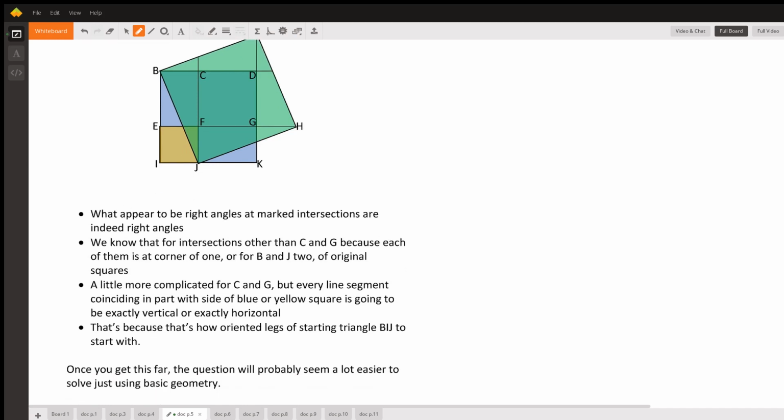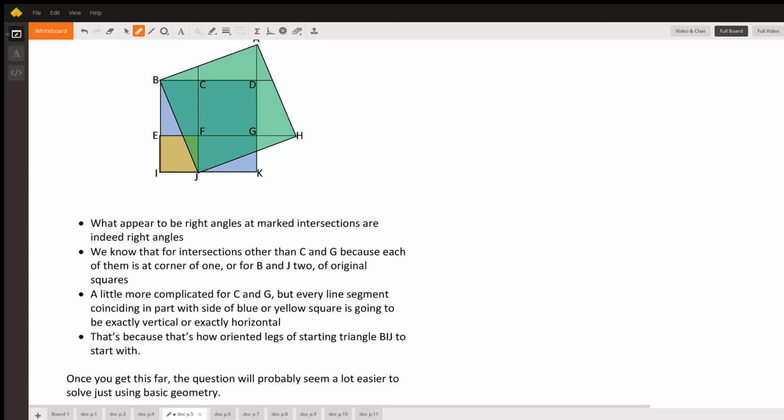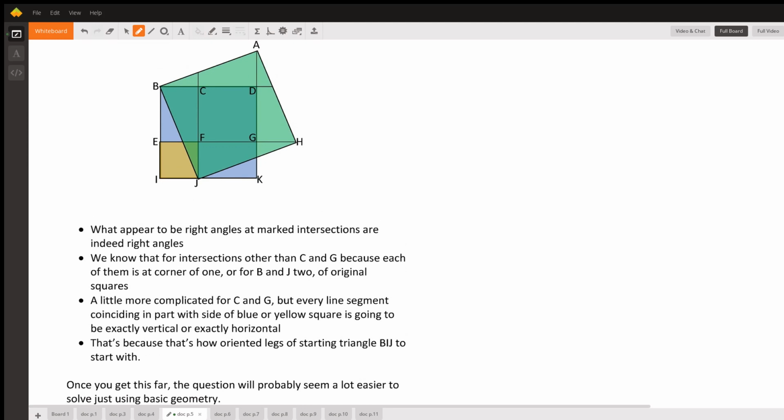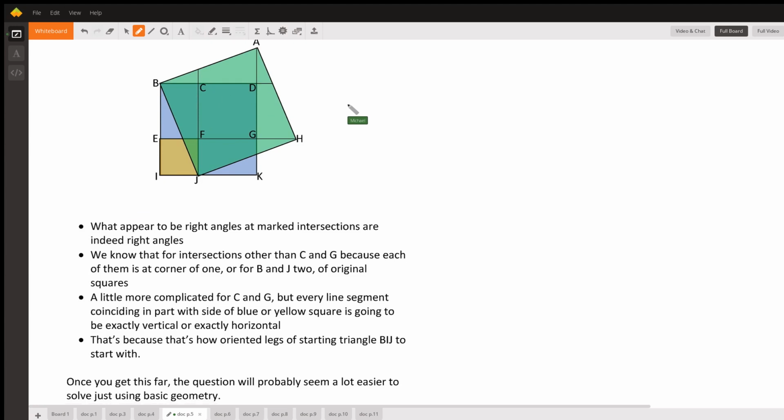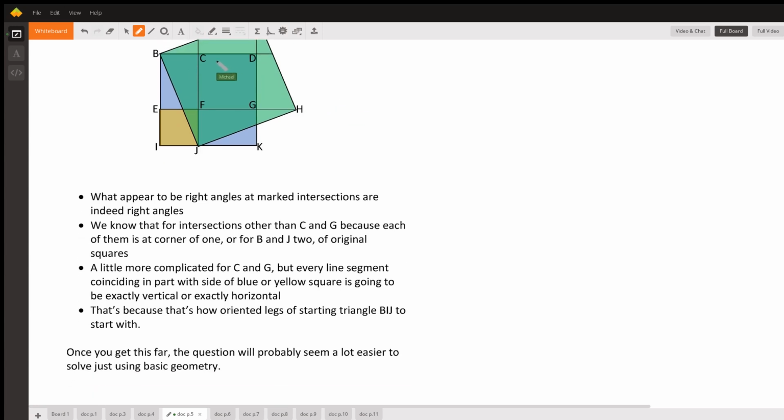The things that appear to be right angles at the marked intersections are right angles. Most of them we know that because they're at the corner of a square, like this one. Some of them are at the corner of two different squares. That's this square and this square. C and G are a little bit more complicated, but this is drawn out. So this is horizontal, this is vertical. And so we extend this, it's horizontal exactly. And this is exactly vertical, and so it's going to be a right angle.